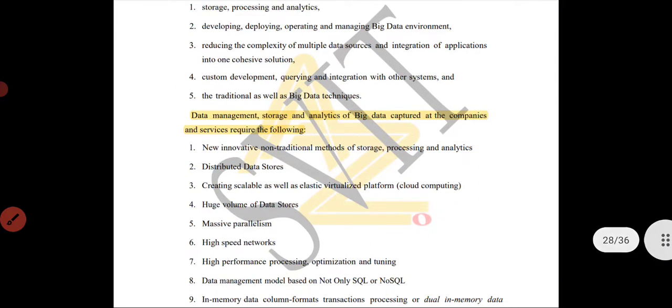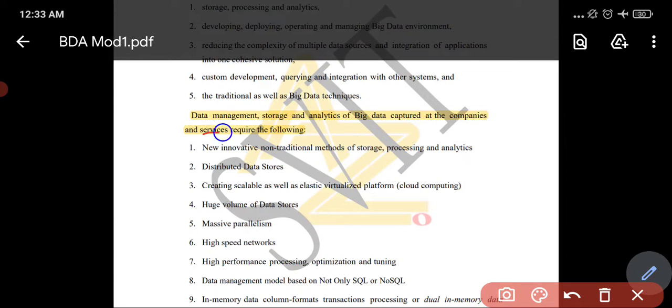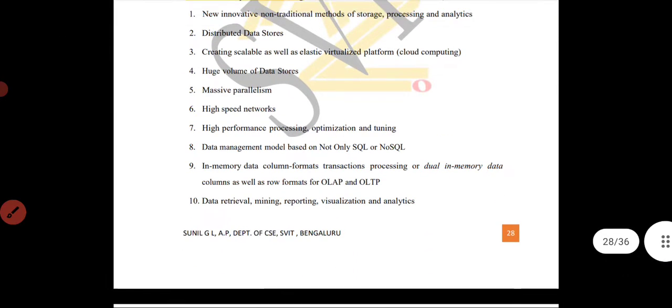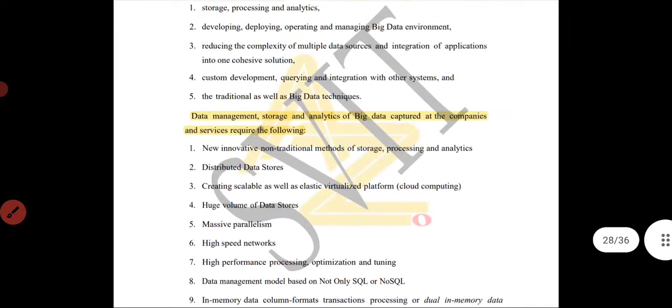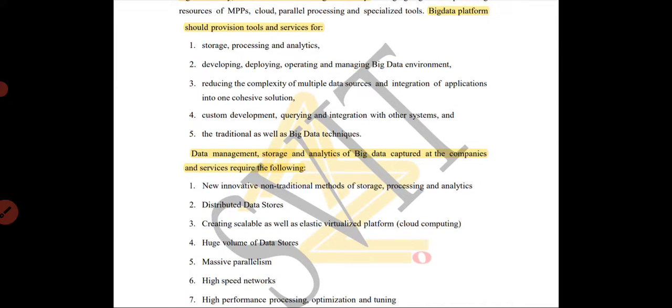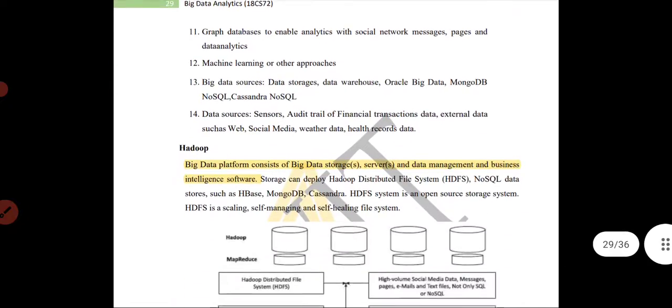Big data storage and analytics captured at the companies require the following services. Data management, storage, and analytics of big data require new innovative non-traditional data, distributed data stores creating a scalable huge volume of data, massive parallelism, high speed network, high performance, high data management, in-memory data, data retrieval, etc. These are all the various features that are required at the companies, and the services require the following properties.